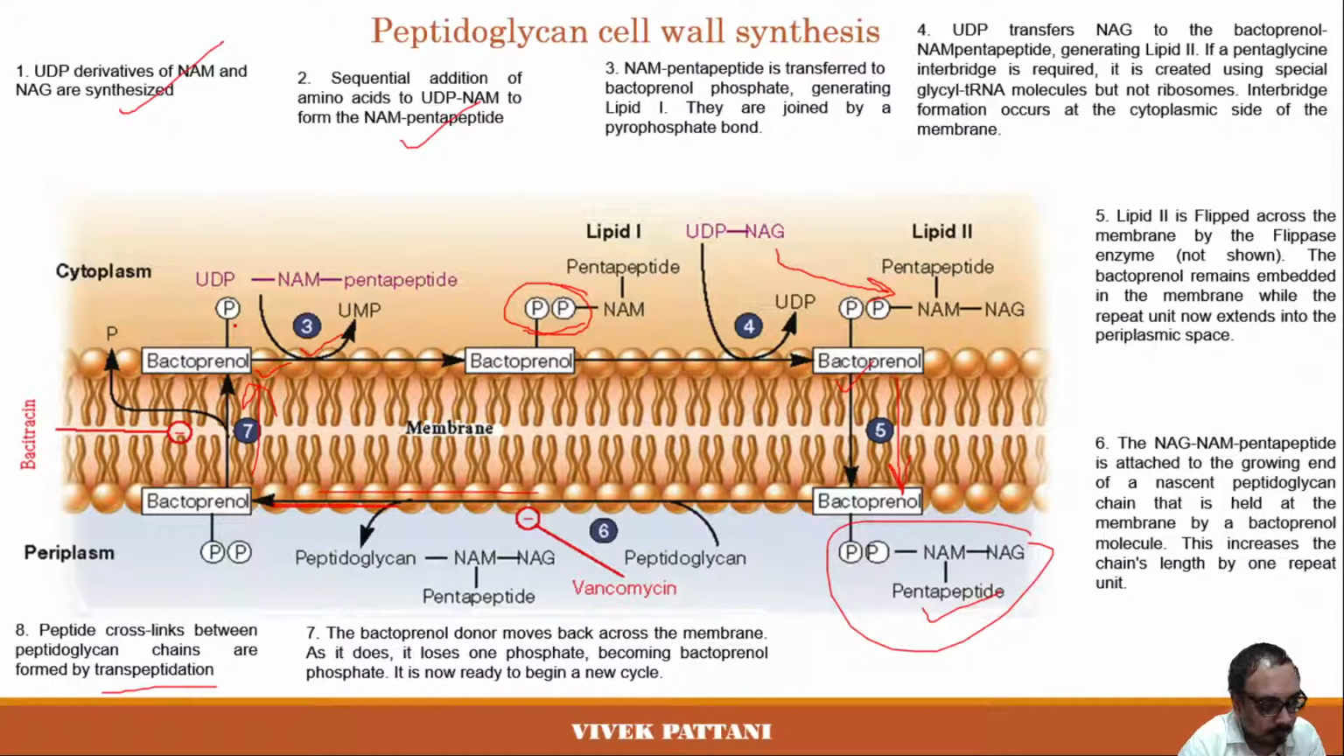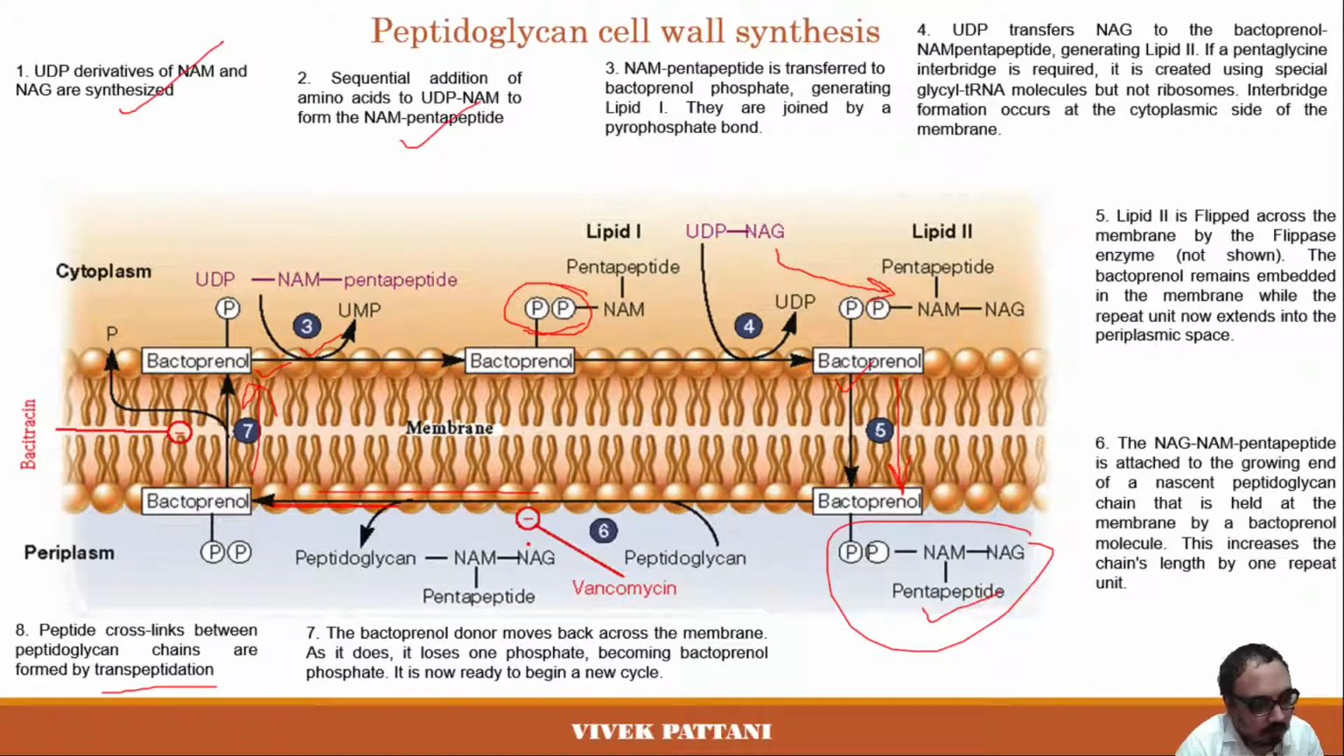Further in the process, the peptide cross-links between peptidoglycan chains are formed by the transpeptidation process. This is the whole process of the biosynthesis of the peptidoglycan. Now, the process and amino acid sequence may vary according to the species. There are also various other points.